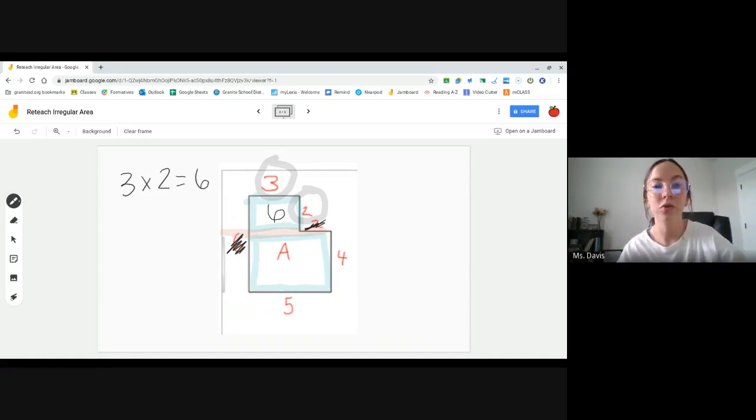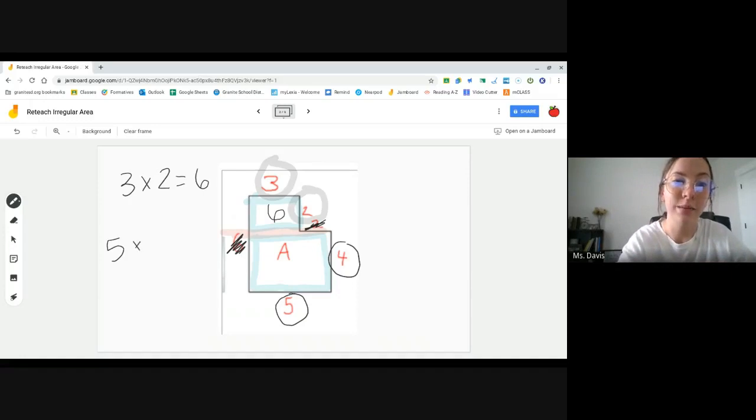So now the only numbers I'm left with for this blue shape on the bottom is this 4 and this 5, because I'm looking at this bottom and then this side. So those are my 2 numbers, my length and my height. So 5 times 4 I can multiply. That equals 20. That's a 2, I promise. And I can write 20 in the middle of this shape.